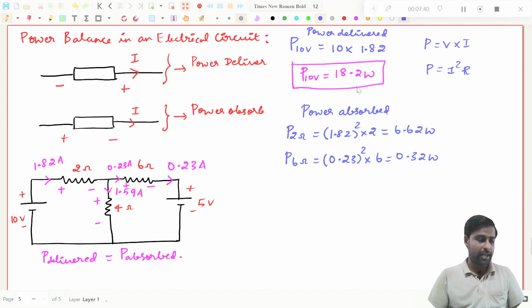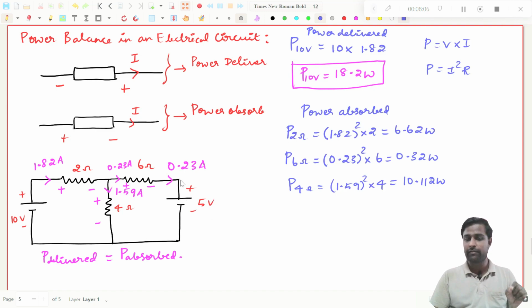Now I will take P by 4 ohms resistor, this 4 ohms resistor. So 1.59 amperes is flowing in the 4 ohms resistor, right? So P by 4 ohms resistor will be equal to 1.59 the whole square into 4, right? So I will get 10.112 watts, approximately.